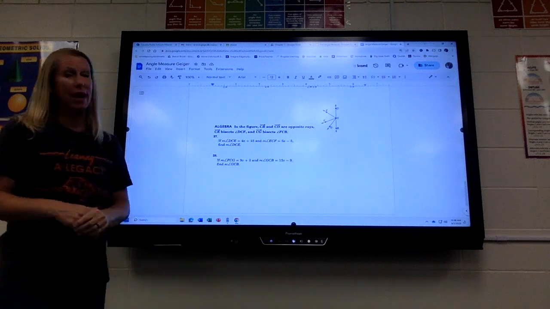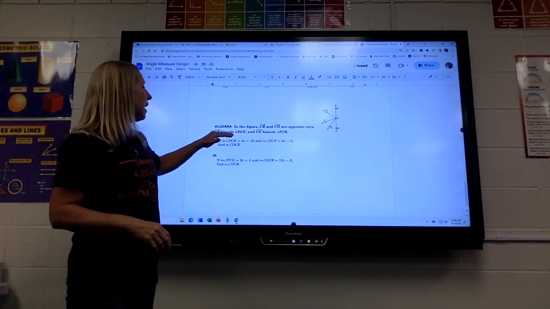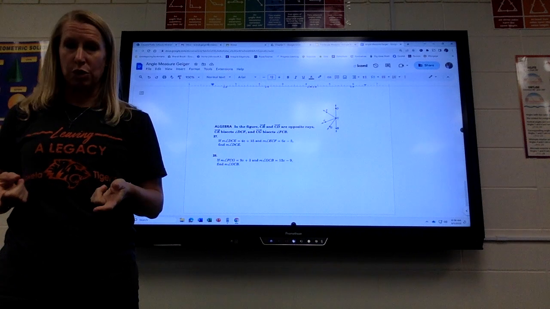And then you have a little bit of algebra. So since it's bisecting, you will put those equal to each other.